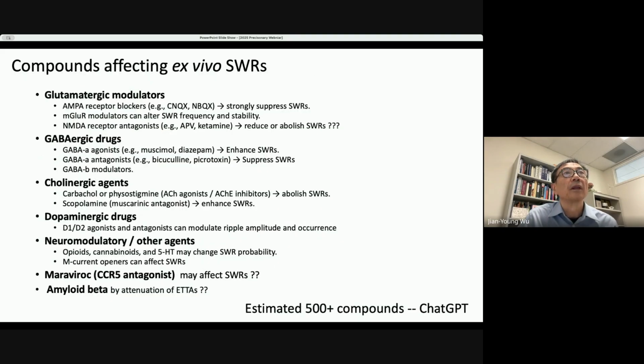All right, and for the compounds affecting ex vivo sharp waves, I asked ChatGPT, and it estimated about 500 compounds. So I have a list. I don't have time and don't want to read the whole thing, but those are compounds actually known to affect sharp waves.